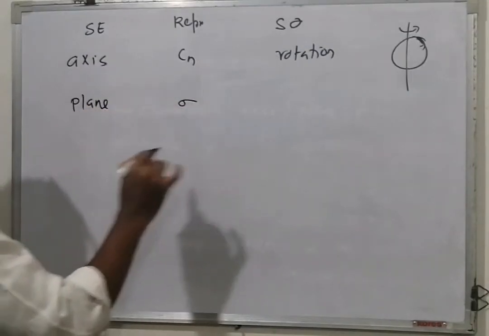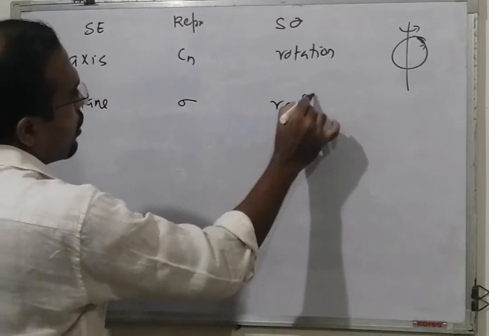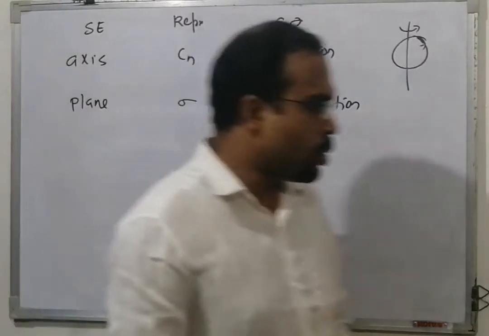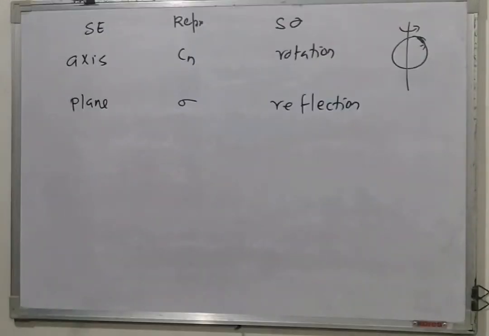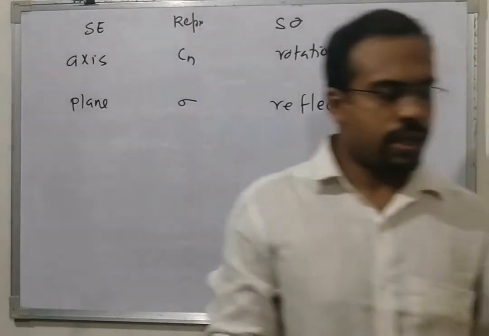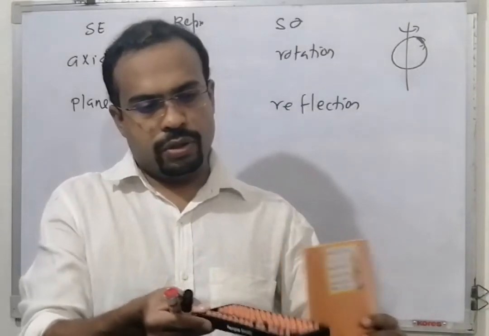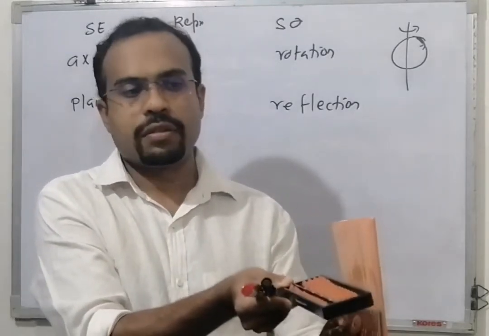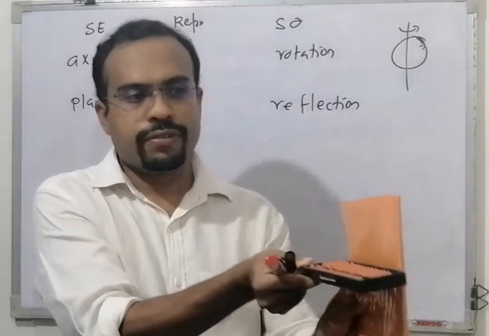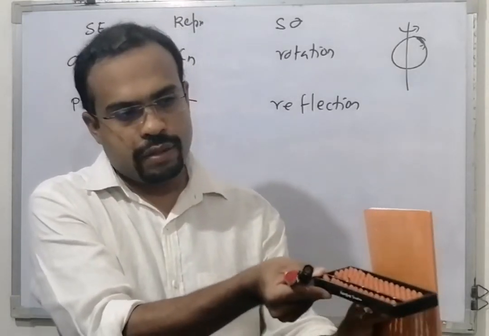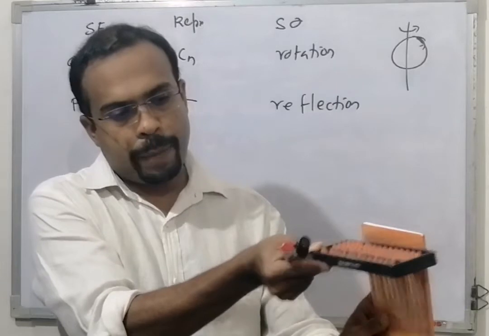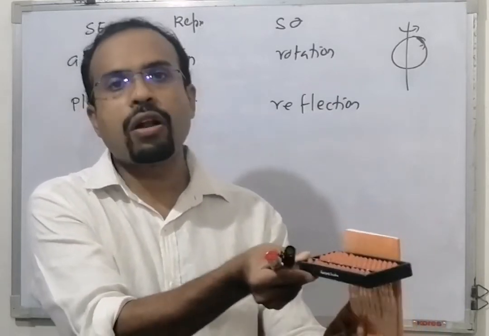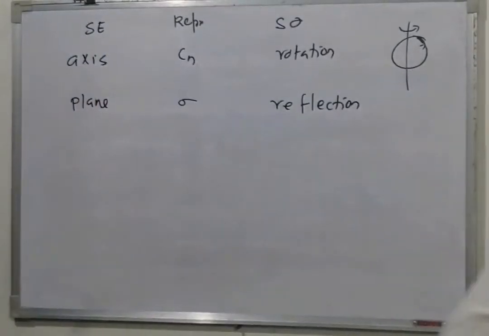That is sigma. That is called a reflection. Suppose you have a plane like this, and this is an object. You keep the plane at the middle of the notebook. Reflection. Suppose it is a mirror plane. You keep the plane here. Upper part, lower part. The lower part is the mirror of the upper part. The upper part is the mirror of the lower part. Like that, reflection.